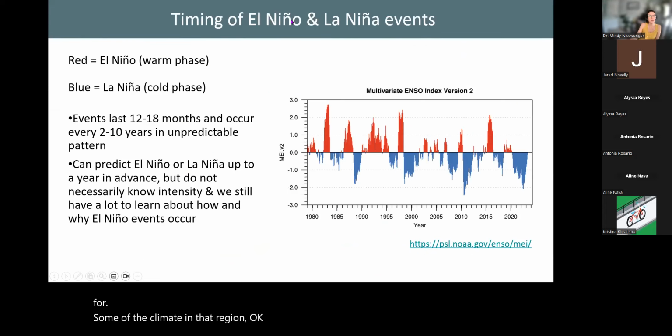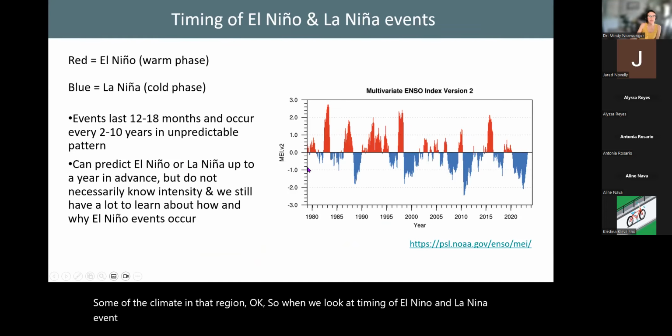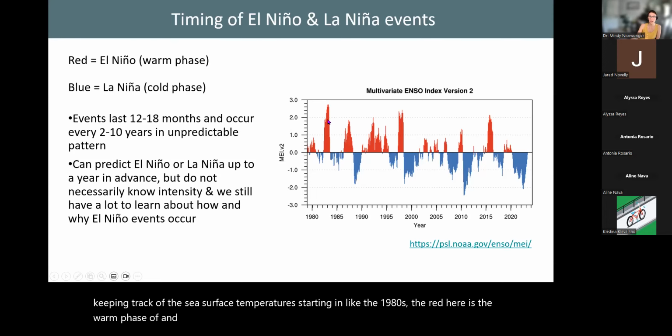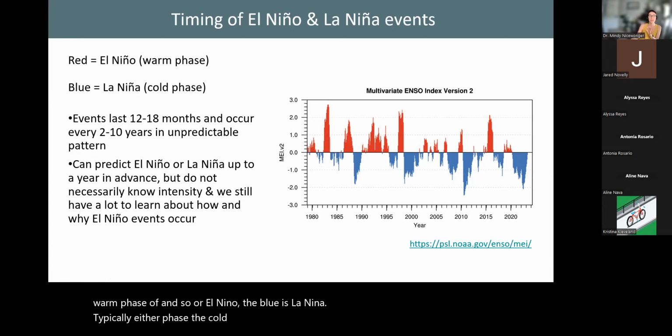So when we look at timing of El Nino and La Nina events, we have modern instrumental records, meaning since we've been keeping track of the sea surface temperatures starting in like the 1980s. The red here is the warm phase of ENSO or El Nino. The blue is La Nina. Typically, either phase, the cold or warm phase of ENSO, lasts for about 12 to 18 months. They occur every 2 to 10 years.